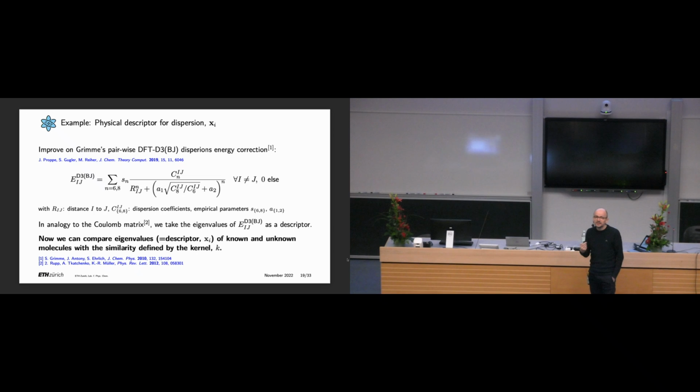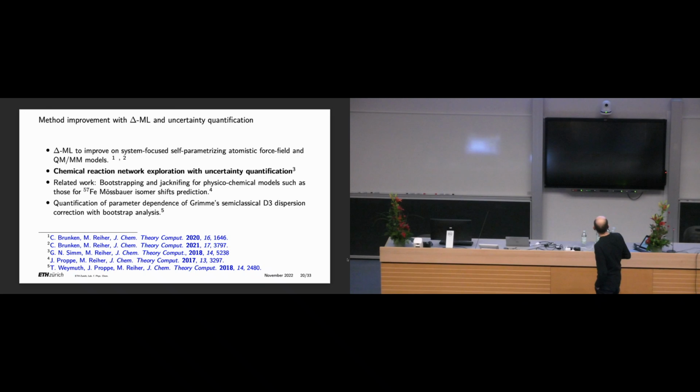And then with this statistical model, you can actually improve on the semi-classical dispersion corrections and make them even more accurate. Since that is not the topic of my talk, I'd like to go back to the reaction networks. But first of all, let me give you a brief glimpse of some of the work that we have done on delta machine learning and uncertainty quantification. We have used it also in the context of self-parametrizing atomistic force fields and in the context of QMMM. This relates to the part where I don't have time to tell you about, where we construct nanoscale models in an automated fashion so that atomistic structures that are larger than small molecules are easily accessible to us.